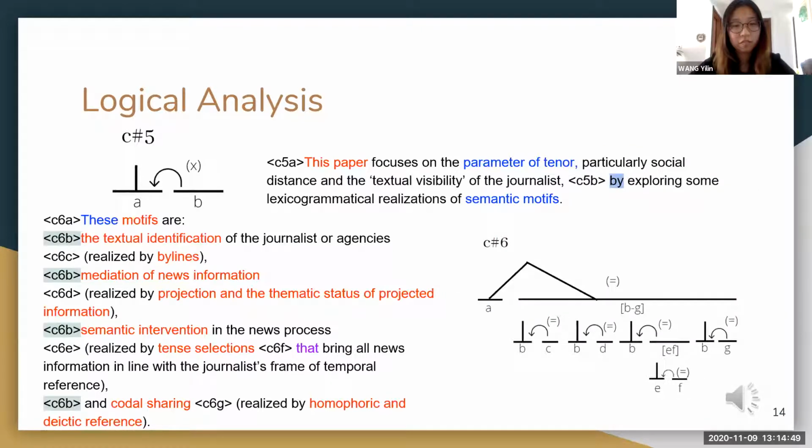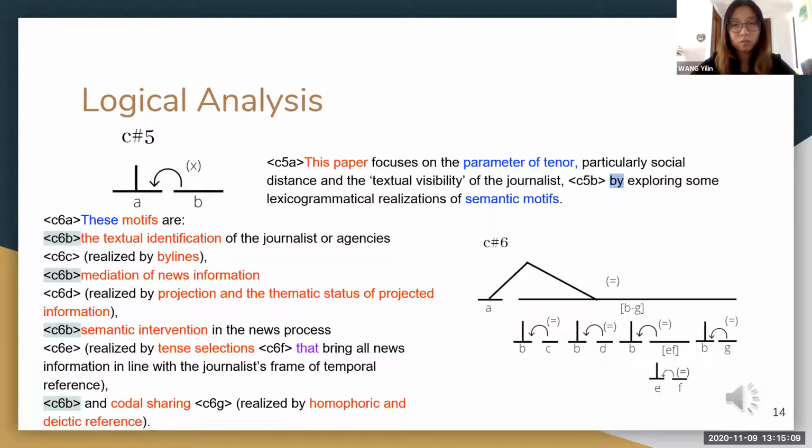For sentence 5, clause B extends from clause A by talking on how to focus on the parameter of tenor. For sentence 6, it is as complicated as sentence 4. Clause A and clause set B to G share equal status. Clause B to G elaborates on the motifs mentioned in clause A.